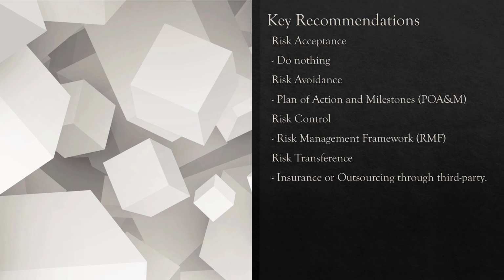Fourth is implementing the controls and documenting how controls are deployed. The fifth is assessing to determine if the controls are in place, operating as intended, and producing the desired results. The sixth is achieving a risk-based decision through senior management. And finally, the seventh is continuously monitoring controls and implementations and risks to all the systems.